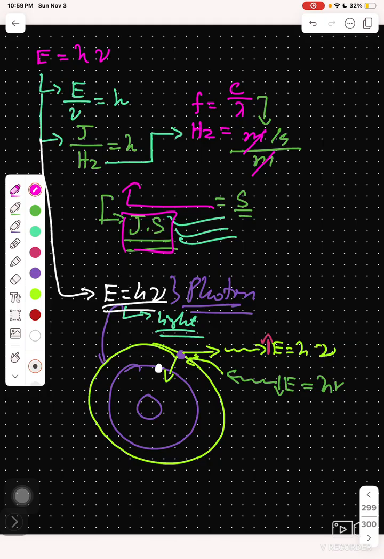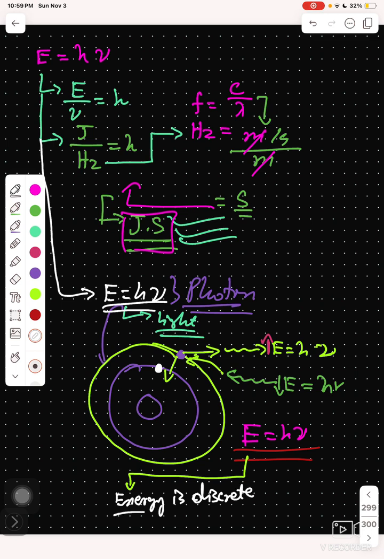One more important thing is that E equals hv describes a single very important concept: that energy is discrete. That's the main thing.